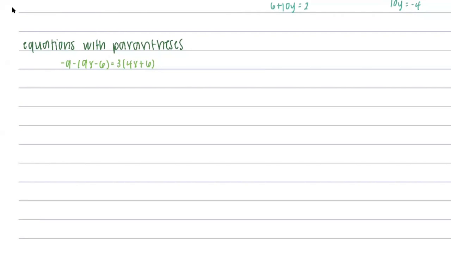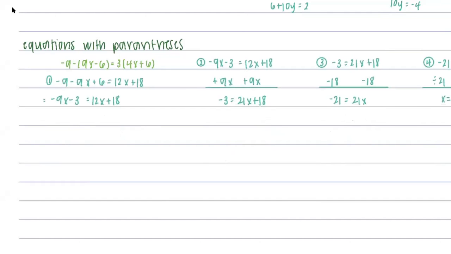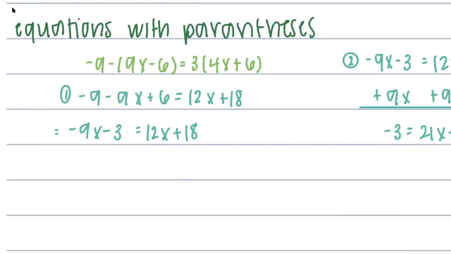Okay, we're gonna go through it. Does anybody with a mic want to explain how they did this one? Okay, then I'm gonna go through really quick. Okay, so the first thing that you are going to do is multiply out your parentheses, and you should get -9 minus 9x plus 6, and then 12x plus 18 on this side.